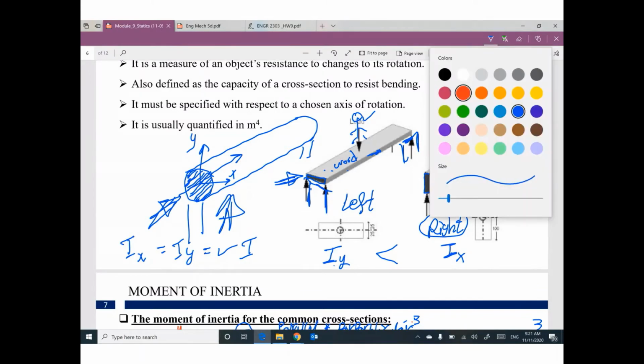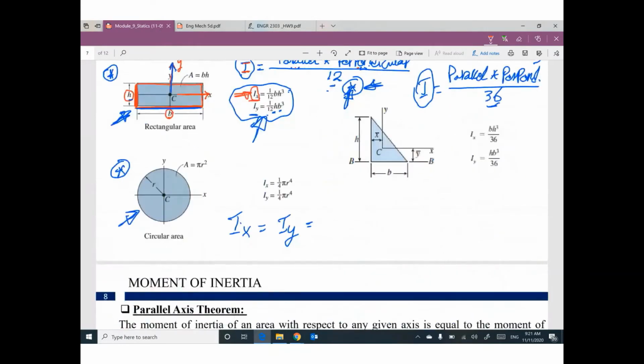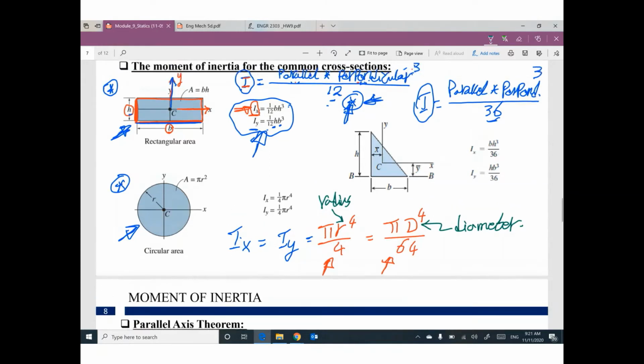This is the reason why if you have a cross section as a circle, Ix equals Iy equals pi R to power 4 divided by 4, or equals pi times diameter to power 4 divided by 64. This one is correct and this one is correct. The only difference here, I'm using radius, but here I'm using diameter. So this slide is very important.